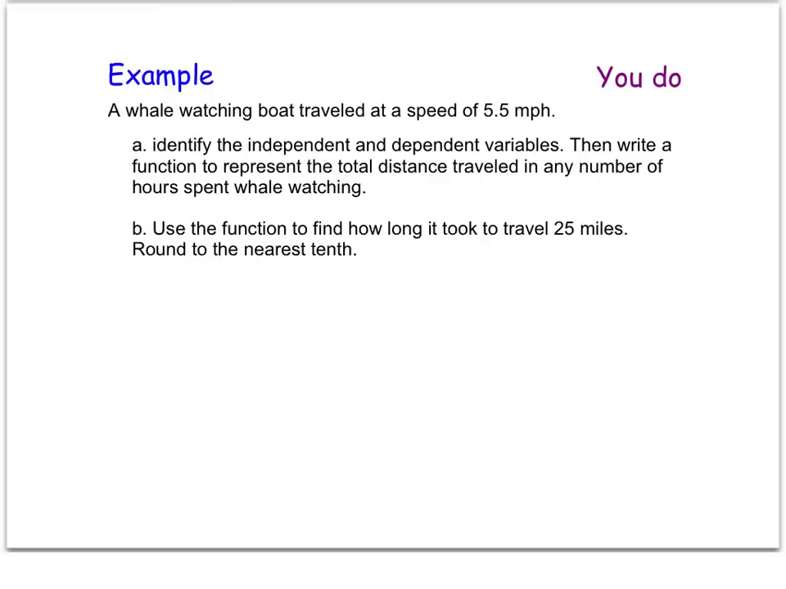We're going to identify the independent and dependent variables. Then we're going to write a function to represent the total distance traveled in any number of hours spent whale watching. So we're going to find the independent and dependent variables. So since the total distance depends on the number of hours, the total distance, we'll call d, is the dependent variable.